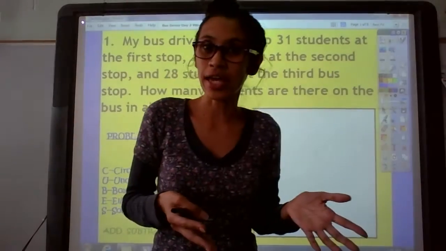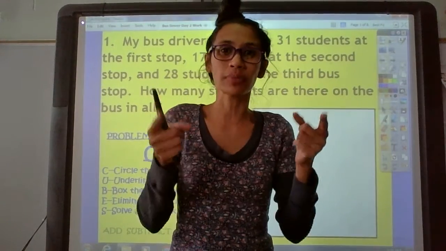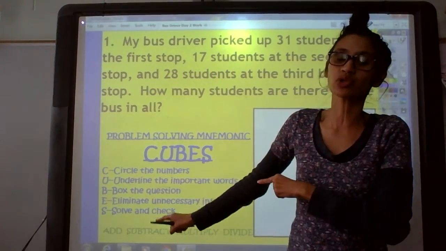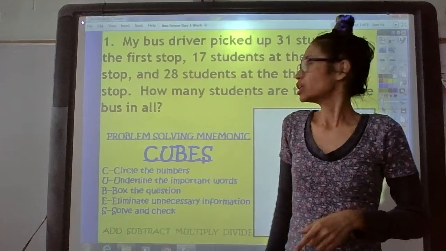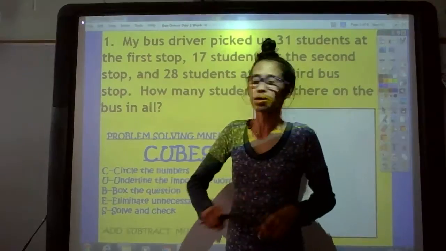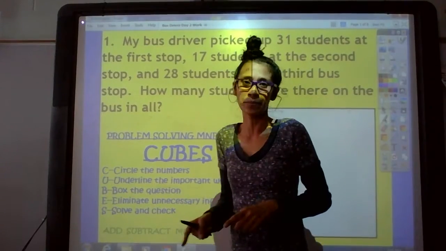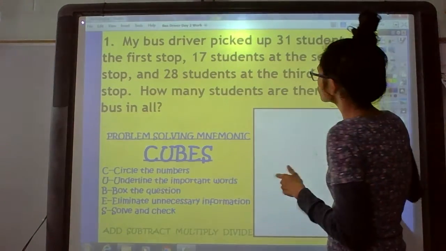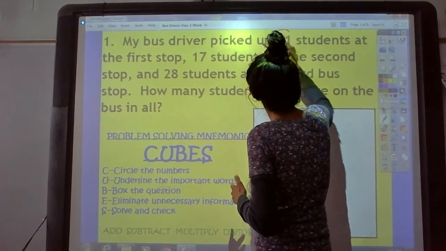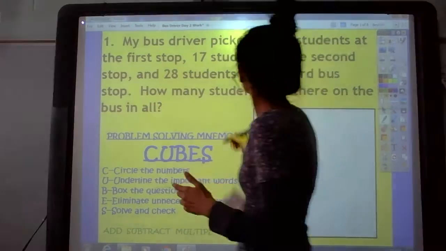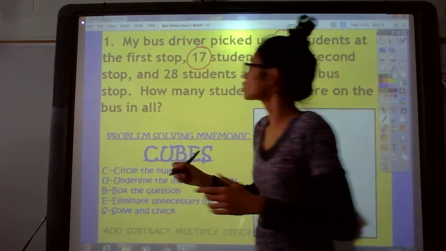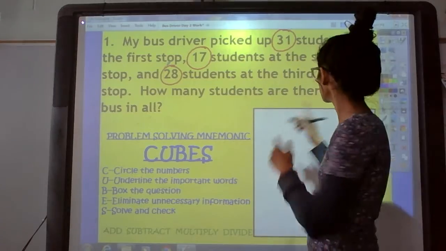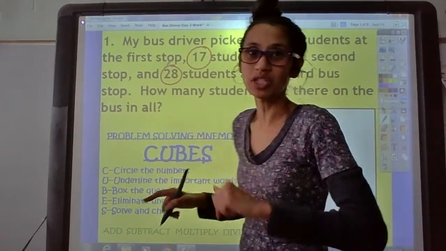So, yesterday we talked about using a problem-solving mnemonic device. We'll do that again today, and bam, here are the clues to help you work out those problems. So the first step is the C step. It says to circle the numbers. What I want you to do is look at the problem and call out some numbers for me. What numbers do you see? I see 31. What else do you see? 17. What else do you see there? 28. Okay, any other numbers? Nope, that is it. We are done with step number 1.